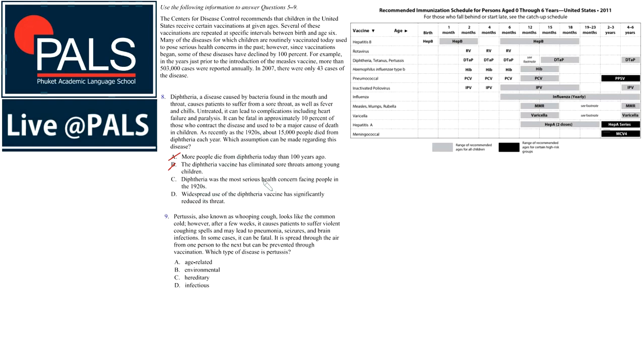Diphtheria was the most serious health concern facing people in the 1920s. We're just told that as recently as the 1920s, about 15,000 people died from diphtheria each year, but we are not given any information about any other diseases that may have killed more people. So yeah, we just don't have enough information.